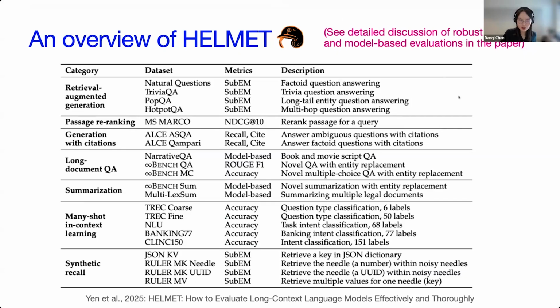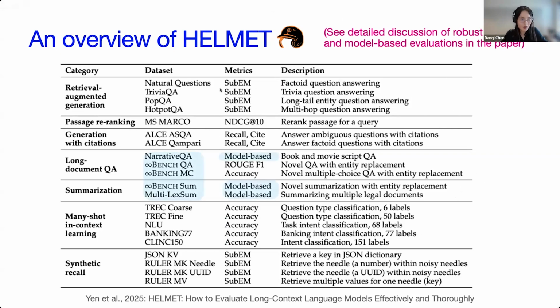So here again, 7 categories, and each category covers a bunch of the individual datasets. There is a lot of detailed discussion in the paper about how we do prompting and evaluation, so feel free to check out the paper. I just want to highlight a couple of things here.